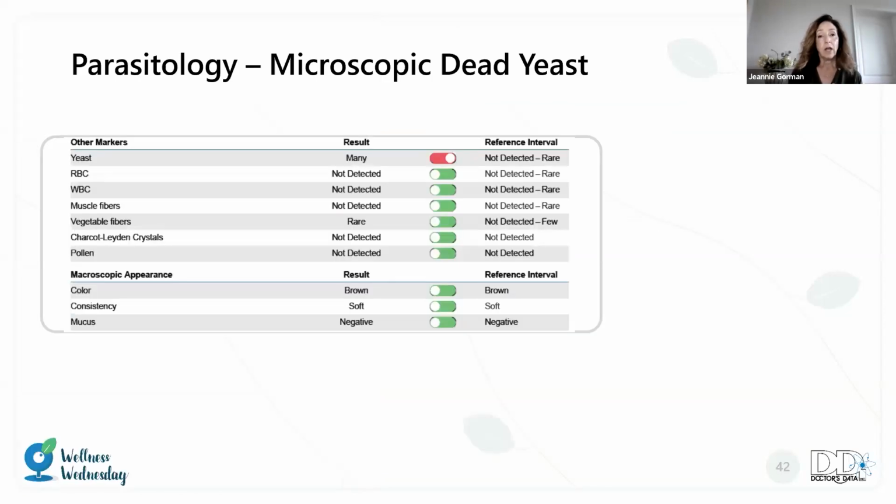All right. I wanted to bring up this dead microscopic yeast because this is found under parasitology. On the sample that we went through, it was negative, but sometimes it is positive. So in this case, of course, it's coming up as many. This is dead microscopic yeast. So what does that mean? It may mean that there is dead yeast found in the stool due to a dietary intake of, say, beer, wine, kombucha, yeasty breads, nutritional yeast flakes. Those are usually the usual suspects.